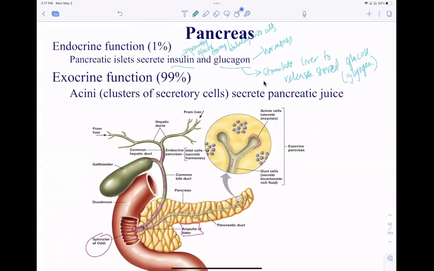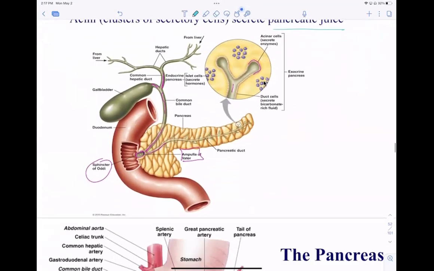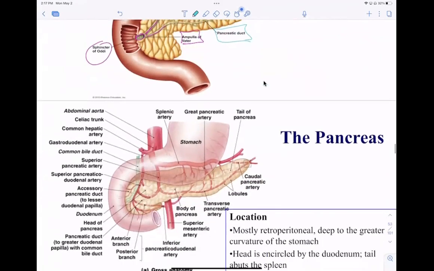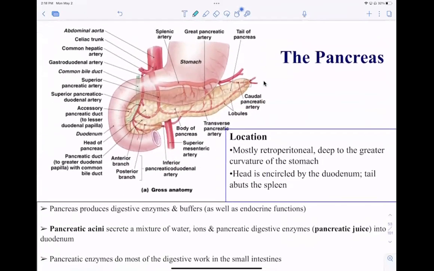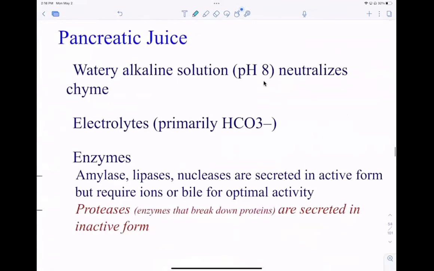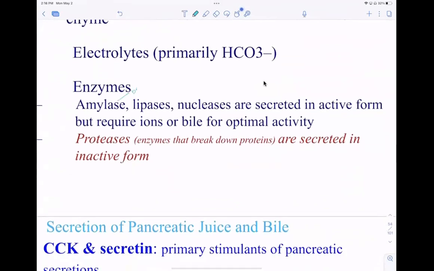The other 99% of the pancreatic cells are secreting pancreatic juices and pancreatic enzymes. And so these are the acinar cells. They secrete the enzymes, the proteases, lipases, and amylases. And the duct cells are secreting this bicarbonate-rich fluid. And all these ducts eventually merge into the pancreatic duct, and this is delivered into the duodenum of the small intestine. So pancreatic juice, very basic to help neutralize the hydrochloric acid in the chyme. Enzymes, amylases again, break down carbohydrates.